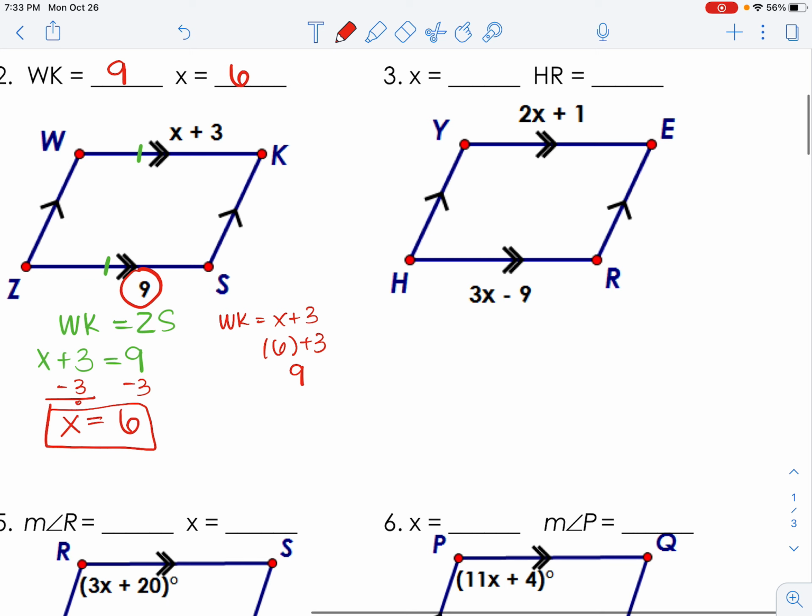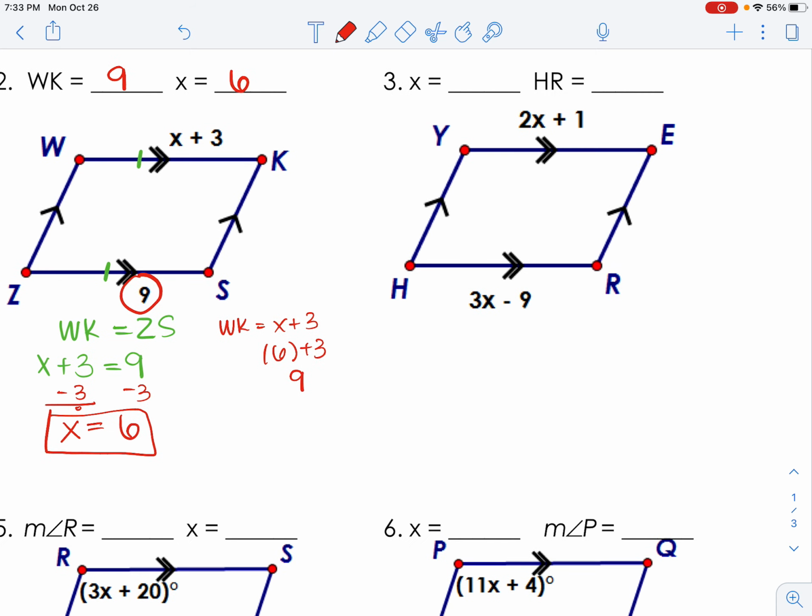Take a second and see if you can solve number 3. If you need some help, let's look at the setup for number 3. So if I see information about YE and HR, those are the two that I want to relate. Notice they are opposite sides, so that means they are congruent. So I can set their distances equal. So we know YE equals HR. Plug in what we know and solve for x.